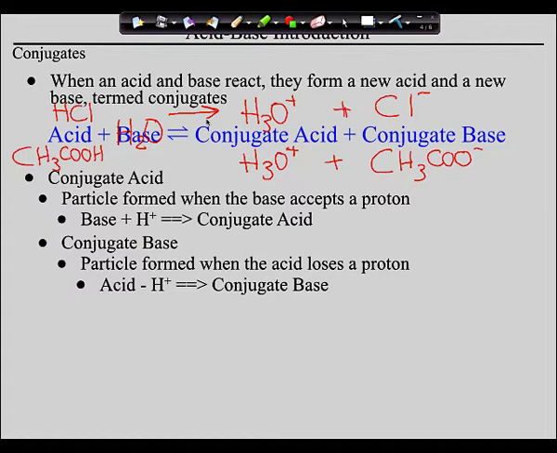Anyway, guys, way back at the beginning of the year, you learned that strong means something. What does strong mean? Goes to completion. So every HCl that you put in gives a hydrogen to water, forms a hydronium, forms a chloride. This goes to completion. It's strong. Now what about this one? It goes to equilibrium. Acetic acid is not one of the 7 strong acids, which you're going to want to go back and review. But guys, these do different things.